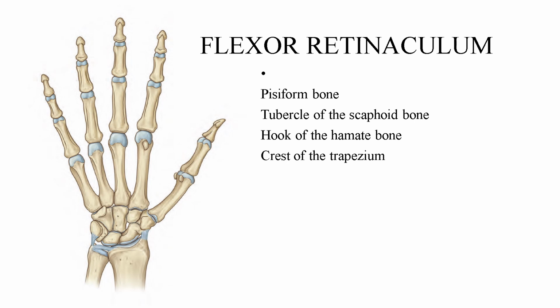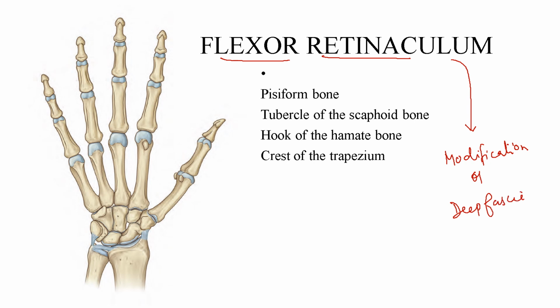Okay, hello everyone. Today we will discuss the flexor retinaculum. A retinaculum is basically a modification of deep fascia. In the region of the carpal bones, you will find the deep fascia gets condensed and thickened, and this forms a fibrous sheath-like, band-like structure that is known as the flexor retinaculum.